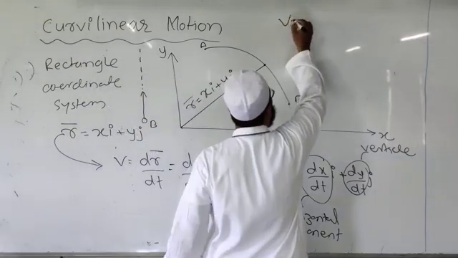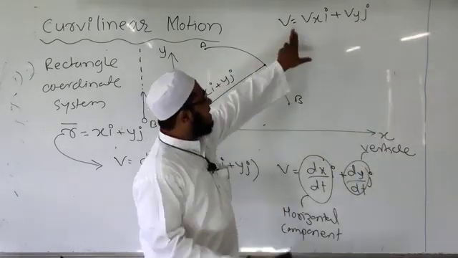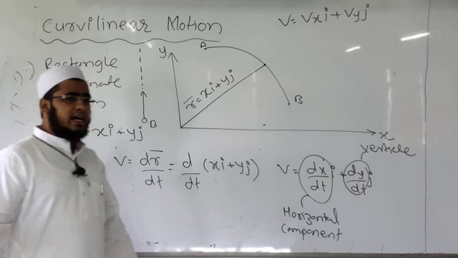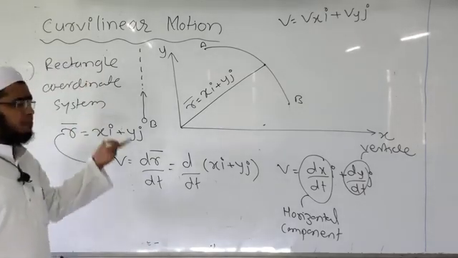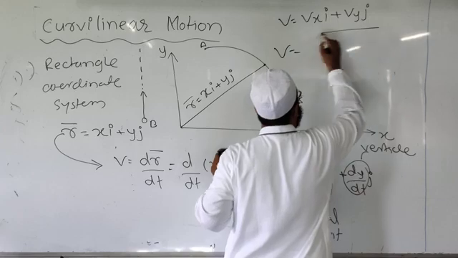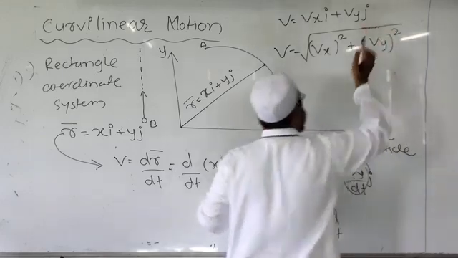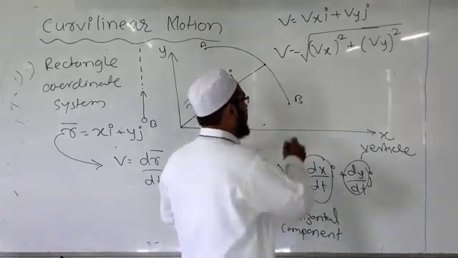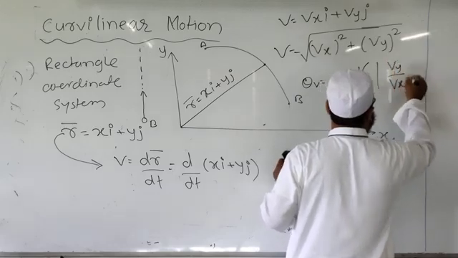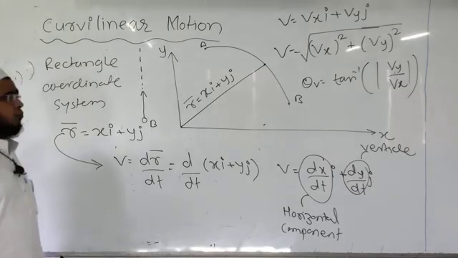This equation I can write as v equal to vx i plus vy j, where vx is equal to dx by dt and vy is equal to dy by dt. As we know, in the rectangular coordinate system x and y are perpendicular to each other. If I require the magnitude of velocity v, then whenever two vector quantities are perpendicular to each other, v equals root of vx square plus vy square. If direction theta v is required, then it is tan inverse mod of vy divided by vx.